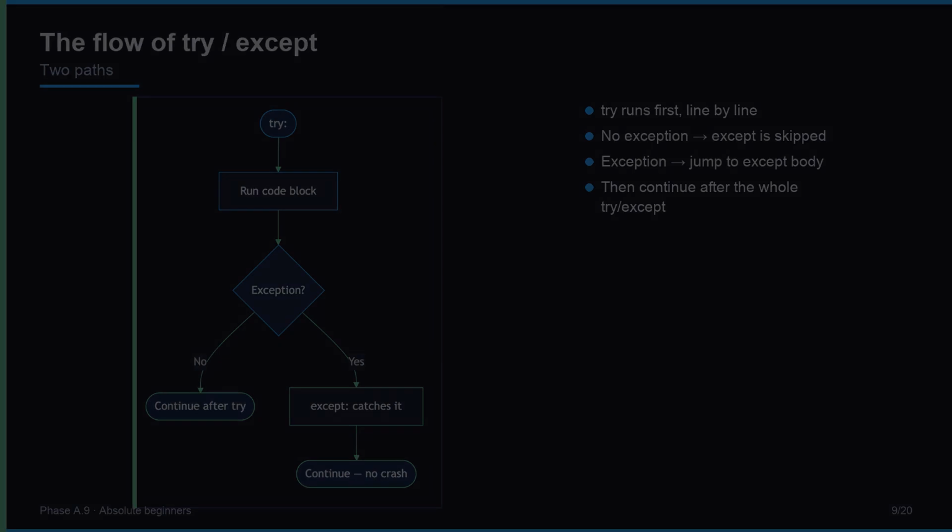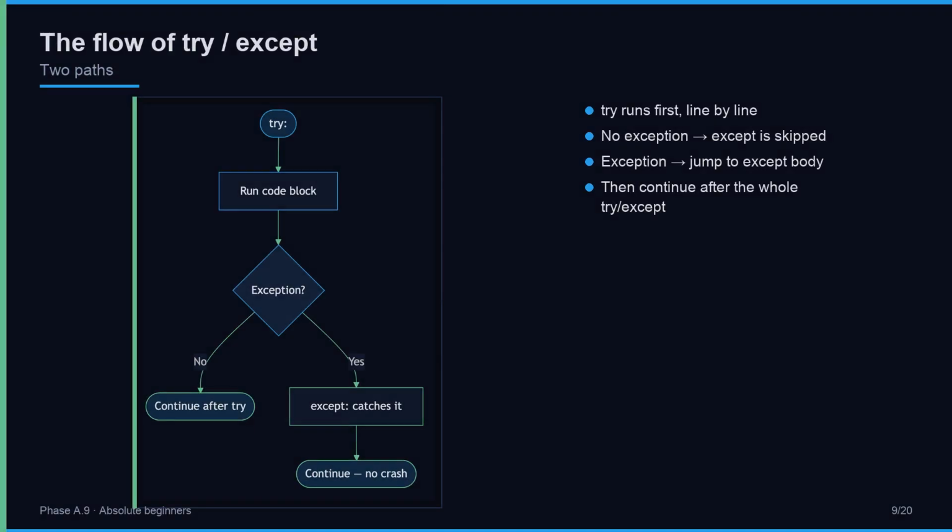Catch what you expect. Here is the mental model. Python walks into the try block and runs it line by line. If no exception happens, the except block is skipped completely. Python continues after the whole try and except. If an exception does happen, Python stops the try block at that exact line, jumps down to the except block, and runs it instead. Then Python continues after the try and except. Two paths. One when all goes well, one when something fails. You write both. Two paths.